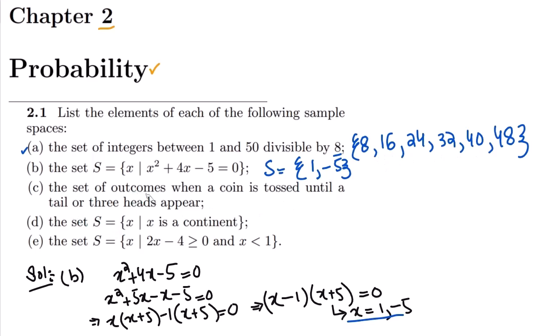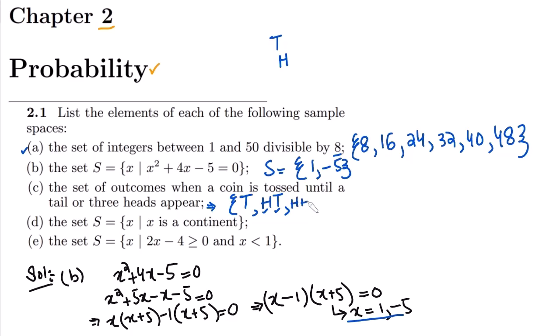The set of outcomes when a coin is tossed until a tail or three heads appear. In this part we have to see the coin tossing again. Let me write T for tail and H for heads. The first outcome will be T, the other one will be HT. Why HT? Because first heads occurred and in the second toss tail has occurred. So we have to end this process.